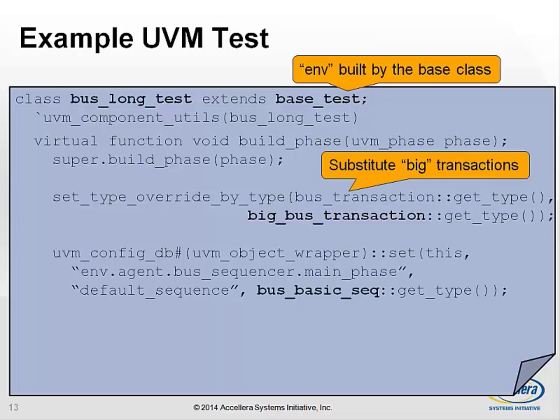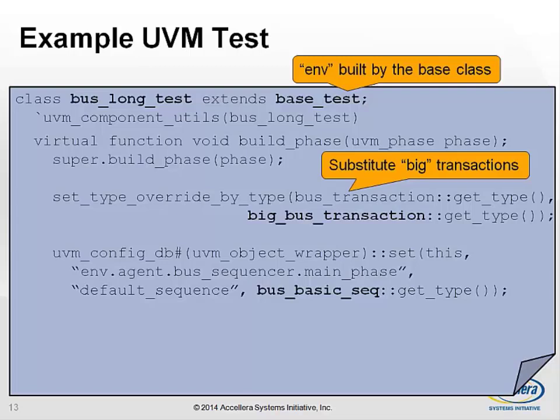What is a big bus transaction? Well, presumably it's a subclass of bus transaction with added constraints to say, look, the length is always 255 or something like that. I take bus transaction, I subclass it, and then I tell everybody to use it in this test without touching the code of bus transaction, without touching the drivers and all the other elements of the test bench. Magically, all my transactions become big.